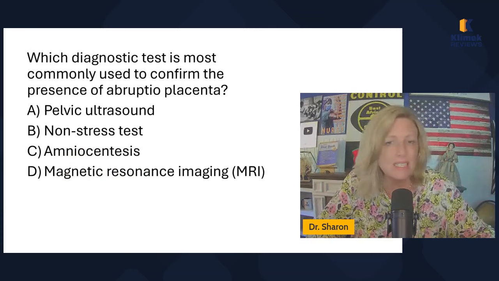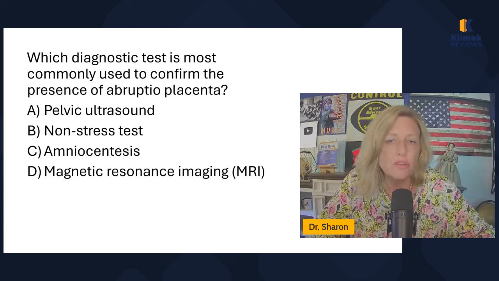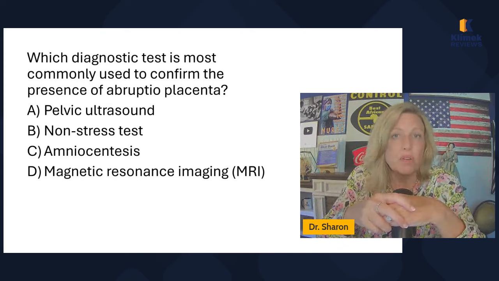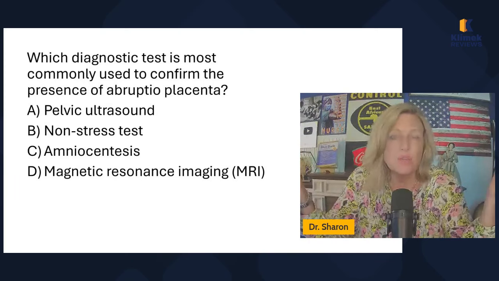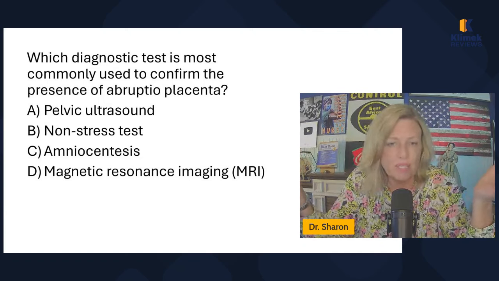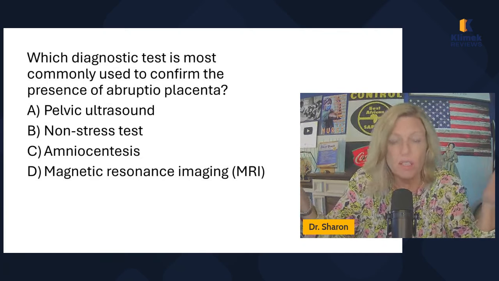Which diagnostic test is most commonly used to confirm the presence of abruptio placenta? Well, it's when the placenta separates from the uterine wall. So what test visualizes the placenta and the uterine wall? Well, there's only one that really does that. I mean, I guess you could do an MRI, but that's rather ridiculous. It's a little bit of overkill.